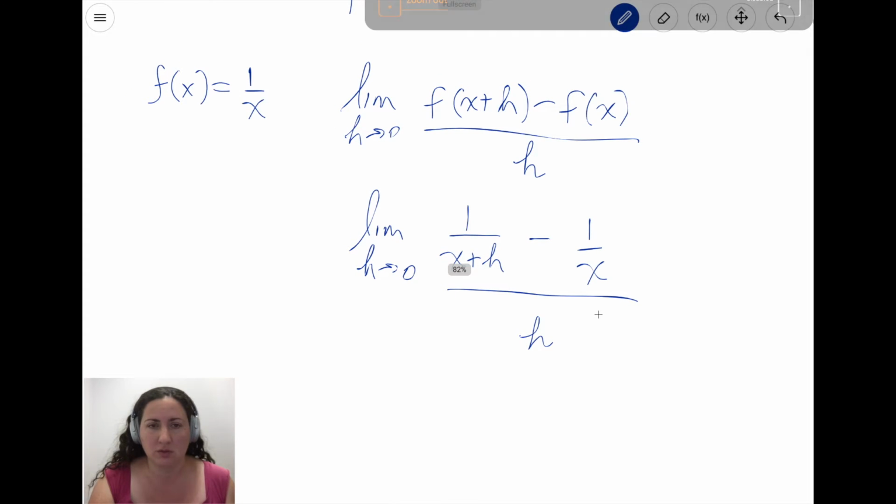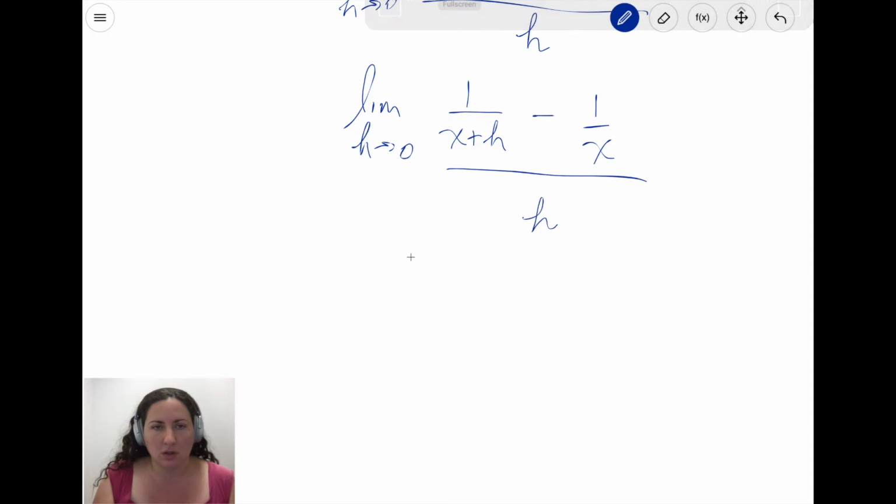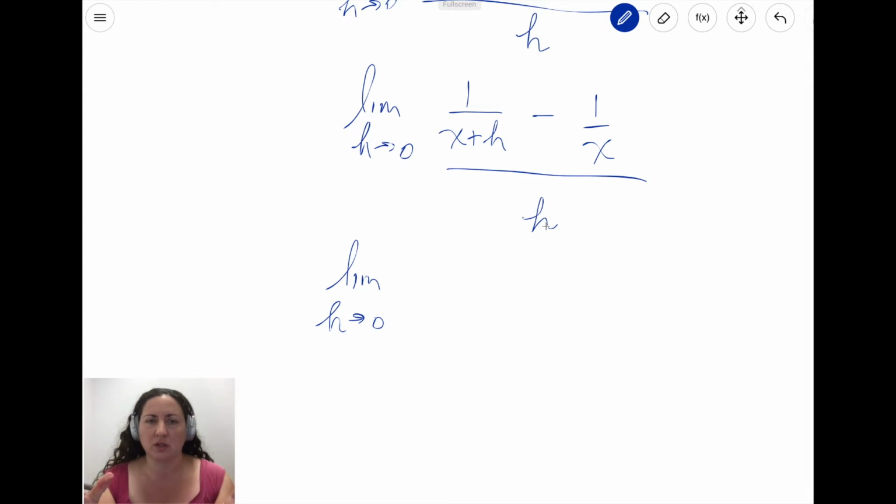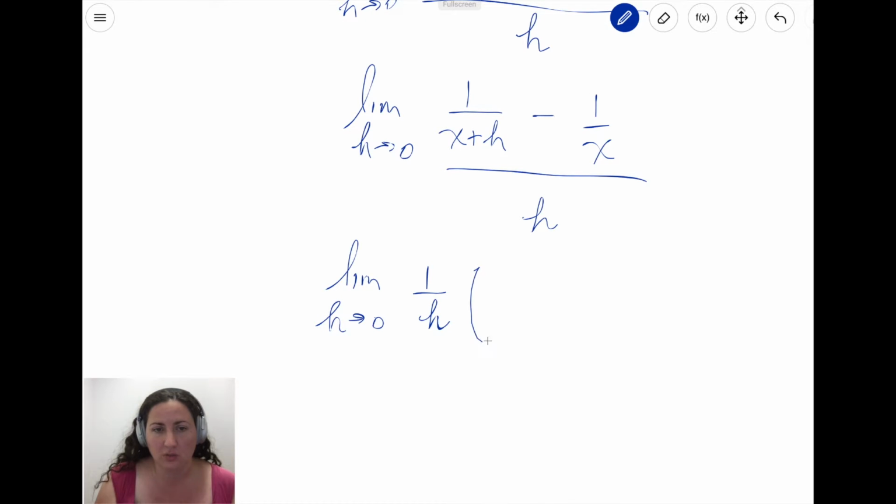So to make this a little more manageable to work with, I'm going to rewrite this a little bit. So we have this expression on the top divided by h. Whenever we divide by something, we can also think of it as multiplying by 1 over that quantity. So here we're dividing by h. So I'm going to rewrite that and consider that we are multiplying by 1 over h rather than dividing by h. So I've got 1 over h times the numerator.